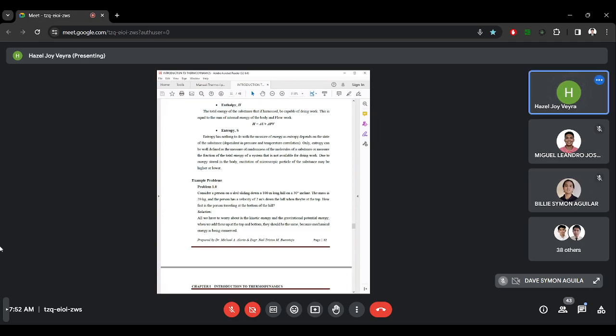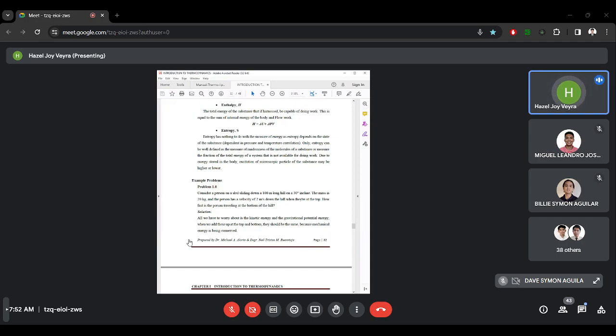Okay. So enthalpy naman, this is the total energy of the substance. So, di ba given na tayo ng, sige. Mas ma-appreciate natin to when we go directly na dun sa energy balance para mas ma-appreciate natin yung enthalpy. Move muna tayo sa entropy.